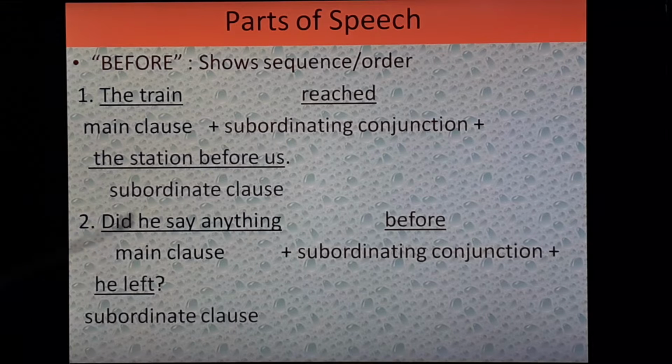Next, did he say anything before he left? So here, did he say anything? This is the main clause, before is the subordinating conjunction, and here he left is the subordinate clause. Here also, before is the subordinating conjunction, the train reached is the main clause, and the station before us is the subordinate clause. Whatever is given after before is the subordinate clause. Only us will come.